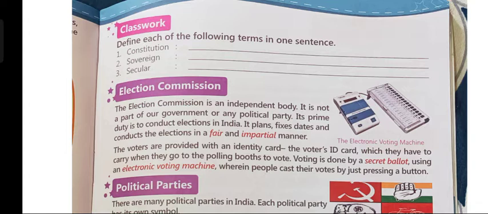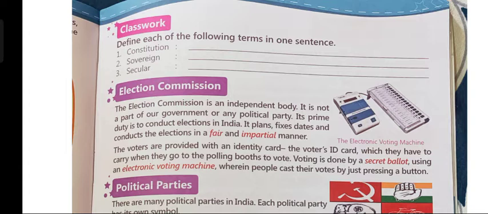Second is sovereign. So children, sovereign means when a country or a state is independent and it is not under the authority of any other country, then it is known as sovereign. Lastly, secular. So, children, it means that when all the people in the country are free to follow whatever religion they want to, it is known as secular.